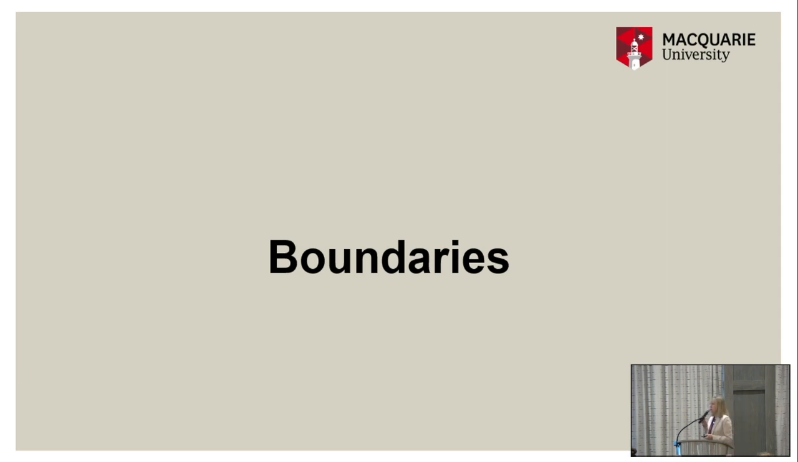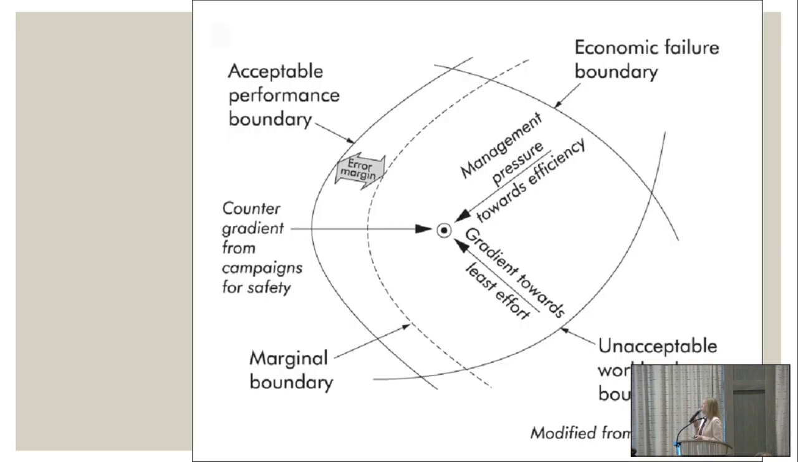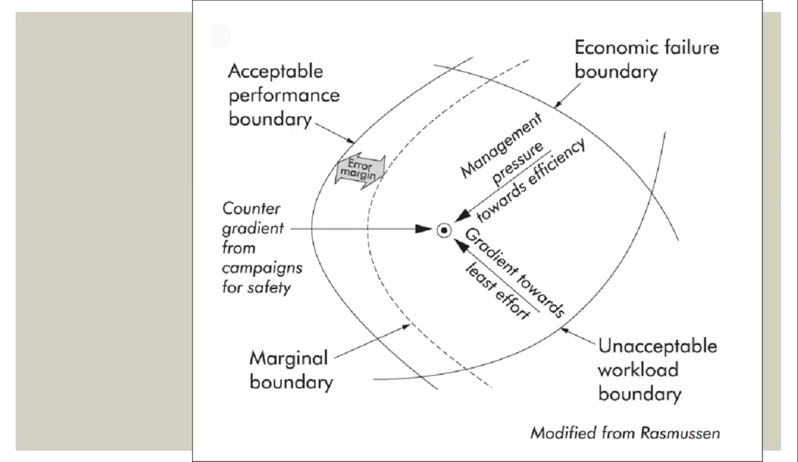But the first one I want to talk about is boundaries. And when I say boundaries, I'm talking about boundaries of the system in which you operate. So the idea of boundaries came from this model. It's a Cook-Rasmussen model. It's modified from Jens Rasmussen's work back in the 1980s. And it talks about a system and how a system operates.